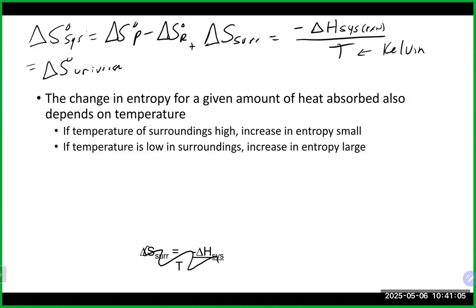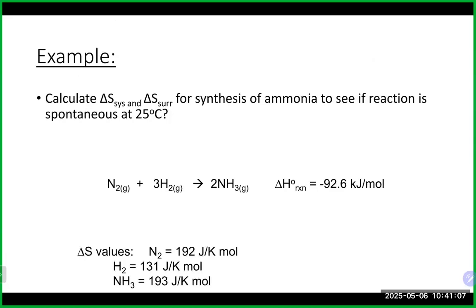All right, so why don't you try one then. Calculate the delta S of the system, the delta S of the surroundings, and determine whether or not this reaction, the formation of ammonia, is going to be spontaneous at 25 degrees Celsius. In this case, we do need to calculate delta S of the universe to make that decision. So we need our system and our surroundings, and then we can add them together. It doesn't really matter which one you start with. I can go system first here.